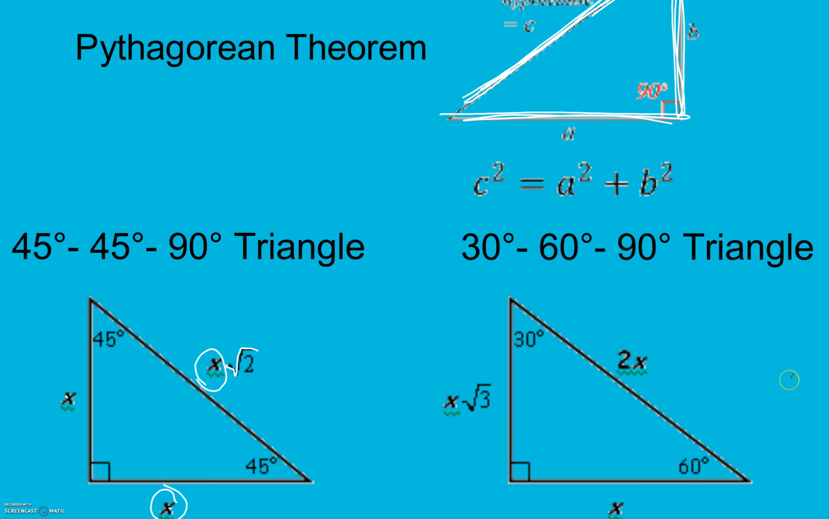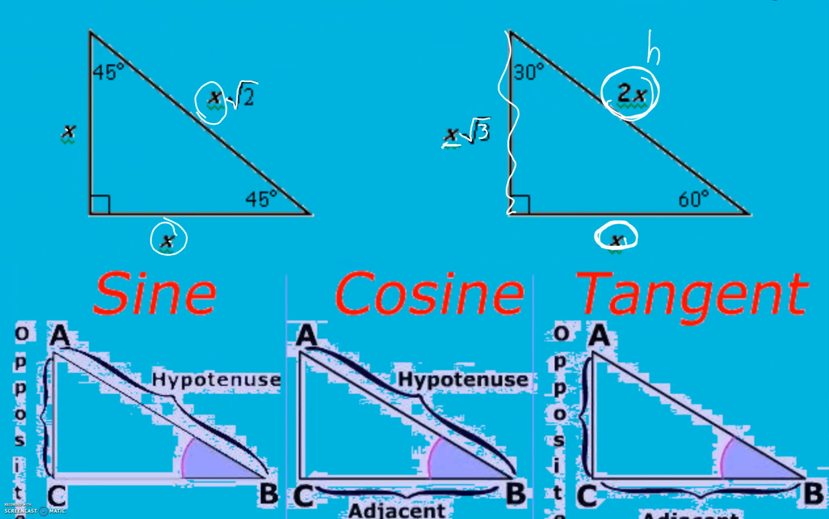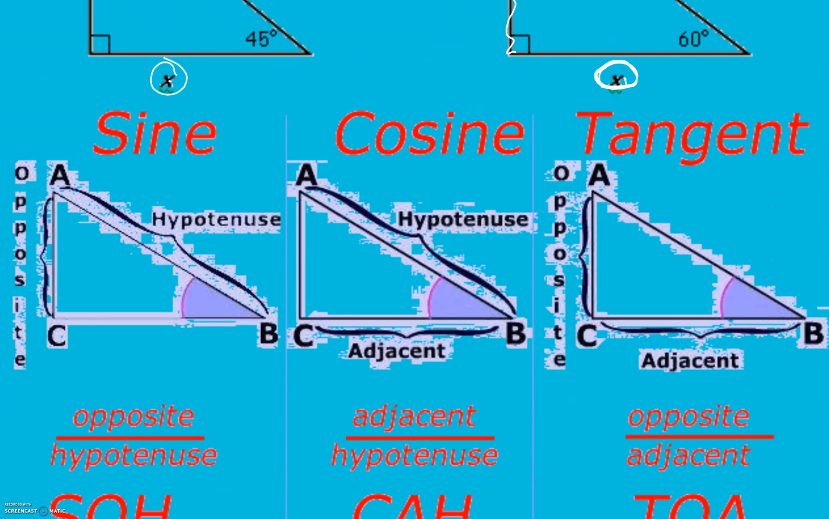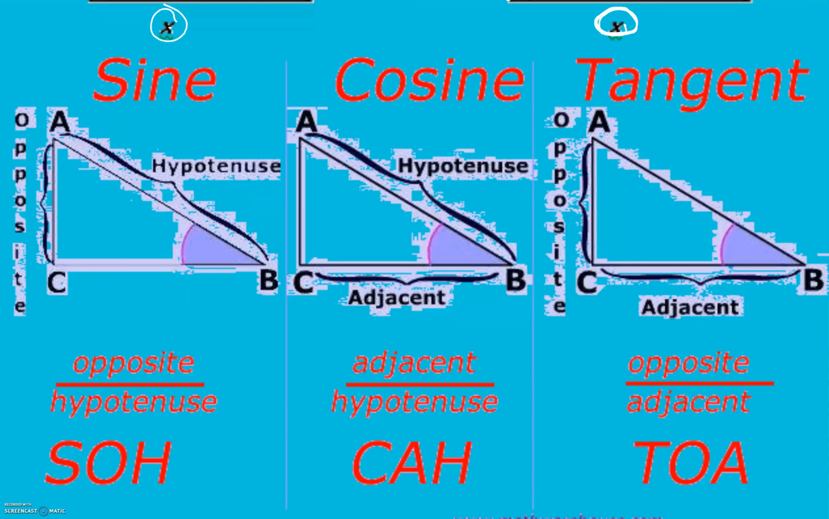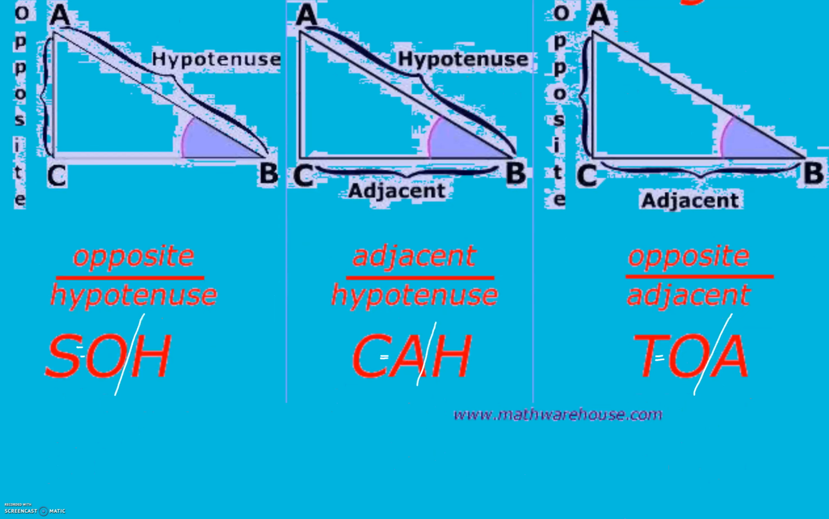In a 30, 60, 90 degree triangle, we take our short side, this is our short side, we double it to get our hypotenuse, and to get our long side, we take our short side times the square root of 3. Sine, cosine, and tangent we remember with Sohcahtoa. Sine is opposite over hypotenuse. Cosine equals adjacent over hypotenuse. And tangent equals opposite over adjacent. Sohcahtoa. And that's all I have for section 9.8.